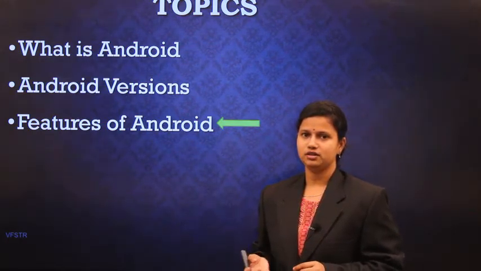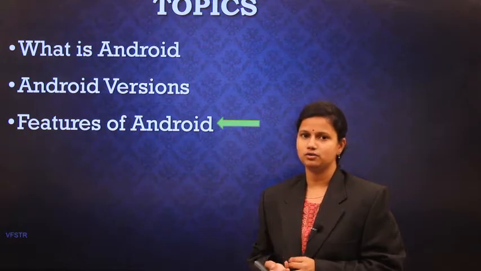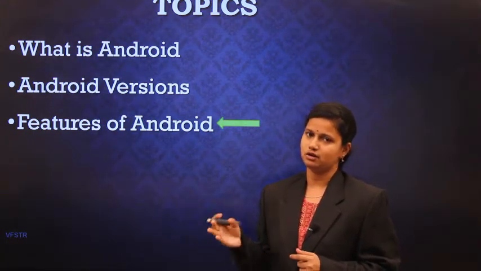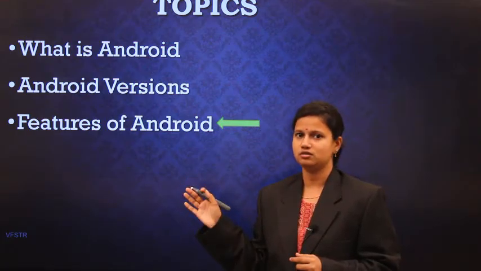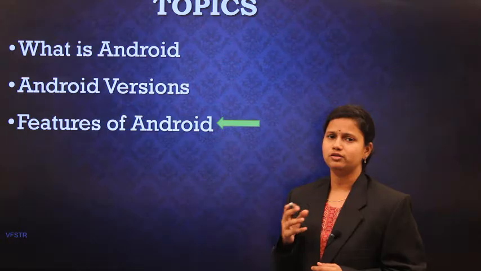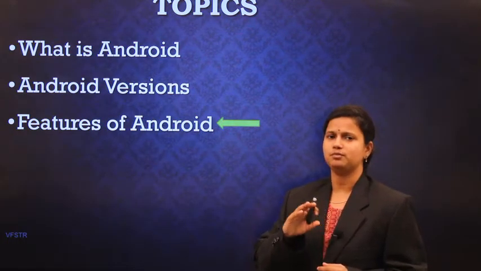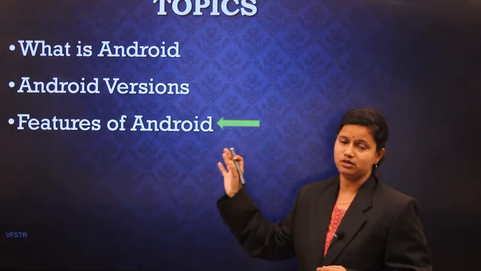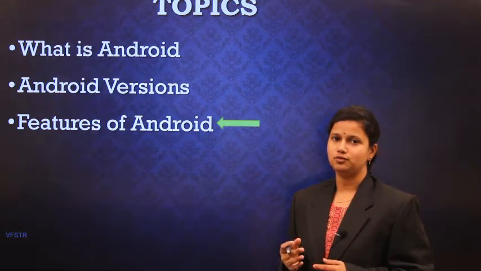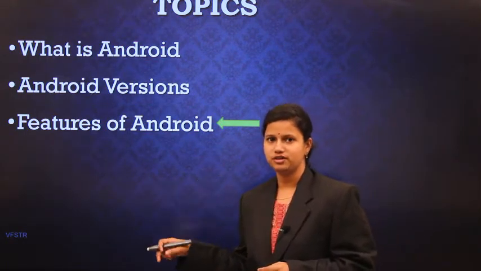Nowadays, in 2020, most mobile phones have the Android OS. Samsung is also using the Android OS. Sony is also using Android. OnePlus is also using Android. So most of the mobile companies are using Android. Why? Because it has different features compared to the other OSs.